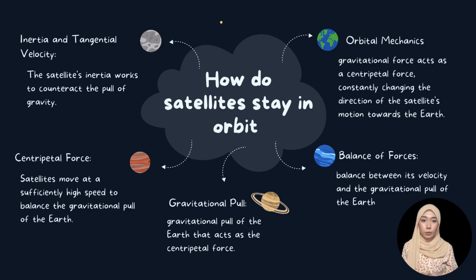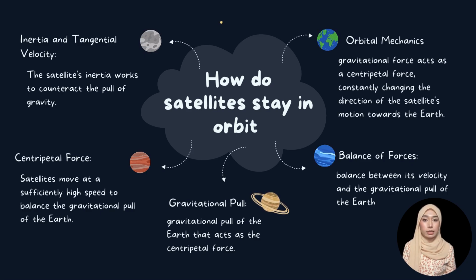Second, the centripetal force requirement. To stay in orbit, a satellite must move at a sufficiently high speed to balance the gravitational pull of the Earth, and this speed is known as orbital velocity. This means that satellites can orbit around the Earth because they are moving at a speed that is fast enough to overcome the downward force of gravity.